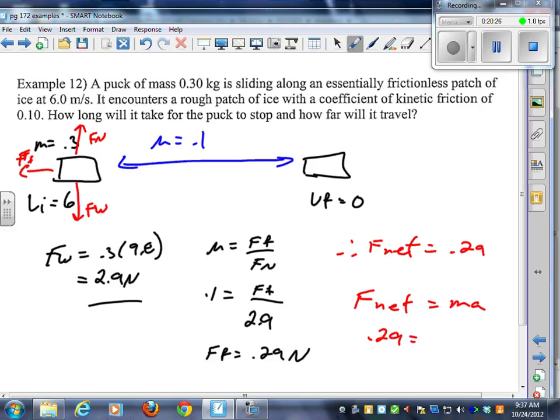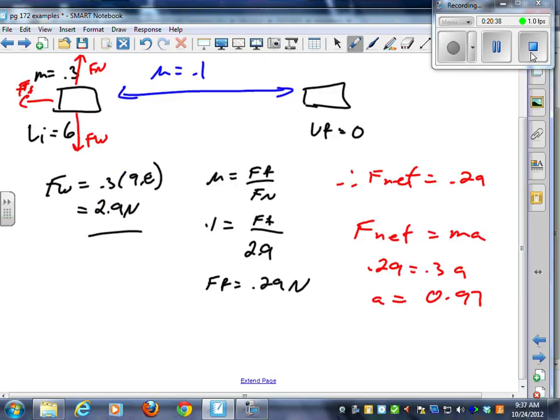0.29 is equal to my 0.3a, and you get an acceleration of basically 0.97. Okay, and here's what I've been talking about. All of these questions lead into kinematics kind of questions, the kind that we did on the first test, right? So if you can show me that you now get these, maybe we can talk about that first test a little bit.